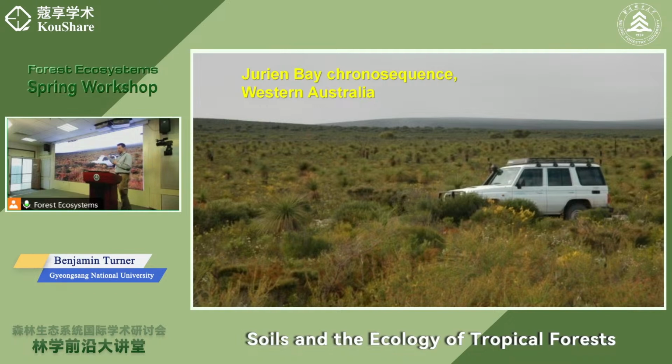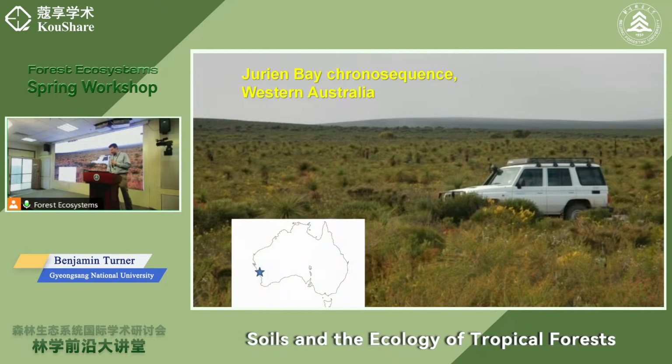Of all those sequences, this one probably looks the least interesting. It's muted topography, low diversity, shrubland, doesn't look very interesting at all. But actually, this is one of the best places in the world to study how soils are influencing the diversity of plant communities. It's down there on the west coast of Australia, just north of the city of Perth.